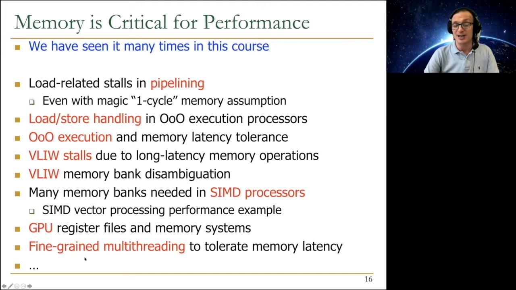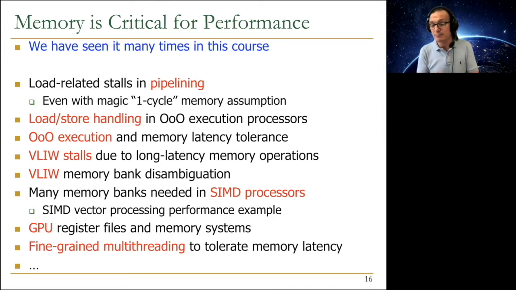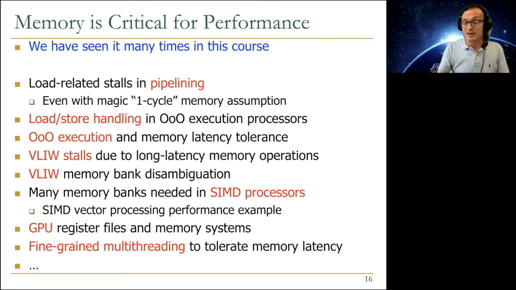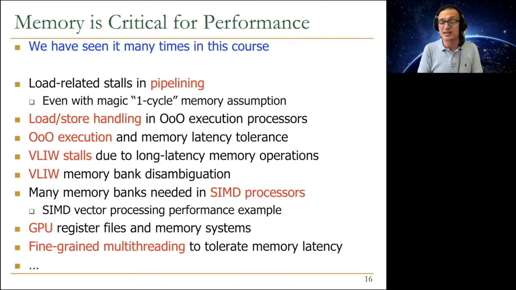And we also talked about fine-grained multi-threading to tolerate memory latency. So why do GPUs employ fine-grained multi-threading? One of the reasons is, of course, to keep the pipeline simple. They don't need to do dependency checks. They have a lot of parallelism. But whenever they stall for memory now, they can actually bring in different instructions from different threads every cycle. As a result, they can tolerate the long memory latencies that they have.